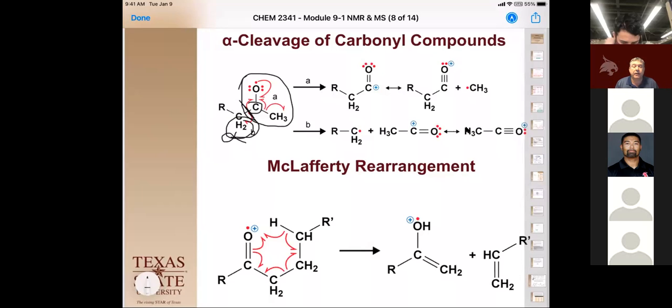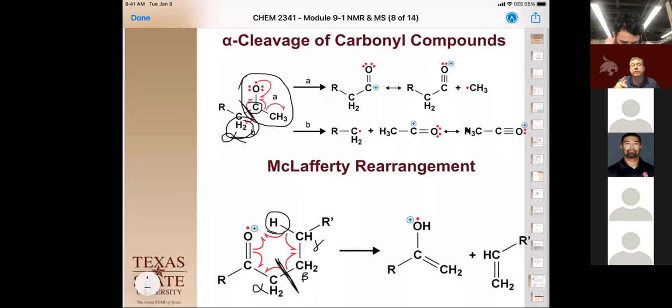The second kind of fragmentation that happens a lot is when you have a long chain hydrocarbon next to a carbonyl or a carboxylic acid. That's called the McLafferty rearrangement. Instead of cleaving at the alpha carbon, we have to have a beta carbon and a gamma carbon. What happens is the hydrogen from the gamma carbon is transferred to the carbonyl, and it cleaves in between the alpha and the beta carbon, giving us a different fragment than we got from the alpha cleavage.